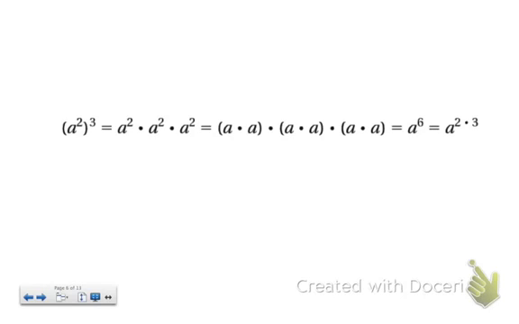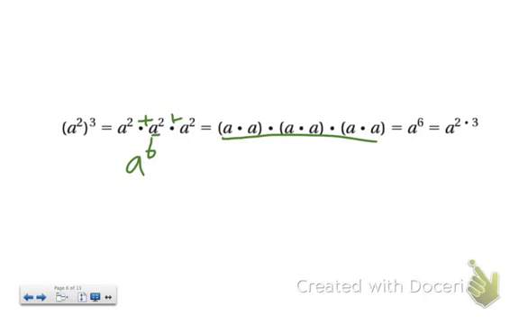Alright, our second scenario, we have a squared raised to the third power. So when you have a power raised to a power, it's going to be a little bit different. You are not going to add, but let's look at what's happening. So a squared cubed actually means 3 a squareds. So a squared times a squared times a squared. Well, if you think back to the property that we just discovered, you would add those exponents. So a to the 6th. Again, you could break it down and see that there are 6 a's there.